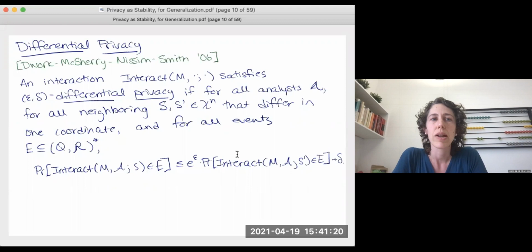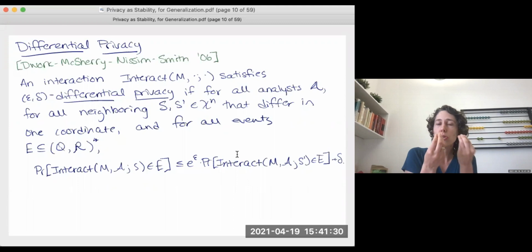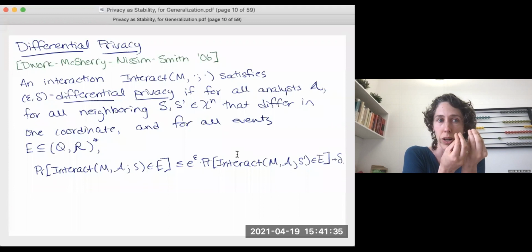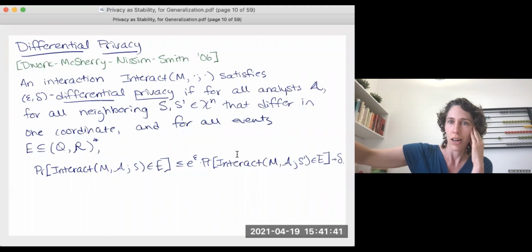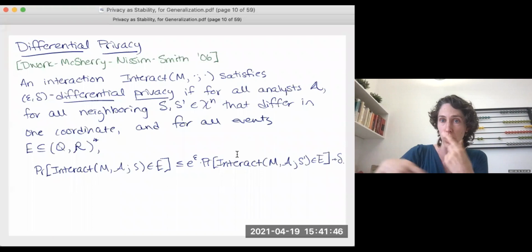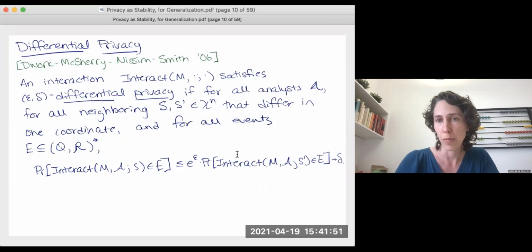Basically what it says is that this interaction between the mechanism and the analyst satisfies differential privacy if, for any two neighboring data sets that differ in just one person's information, so they differ in one coordinate, and for any subset of the outcome space that you might be interested in, so any subset of the space of possible transcripts that could be generated by this interaction, the probability that we get a transcript in that subset is nearly the same under each of the neighboring databases.